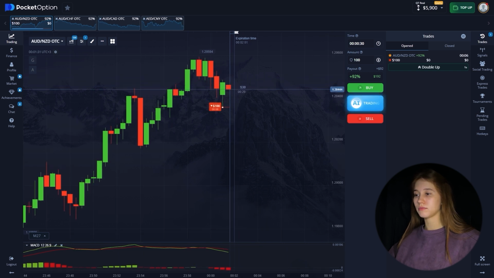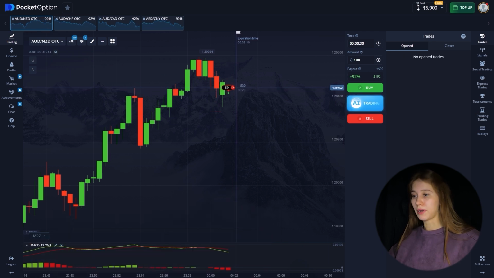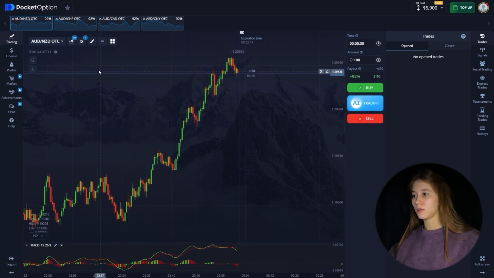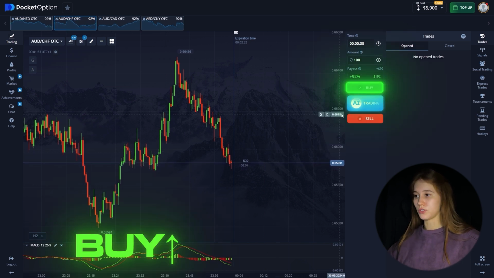This deal, we see 6 seconds left. Yeah, it's not working. We see a minus balance, so we are minus $100. So we see this. Don't forget about this strategy.